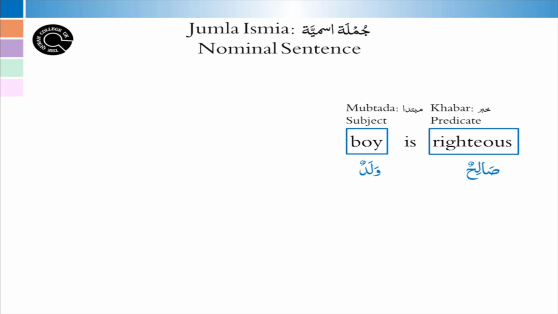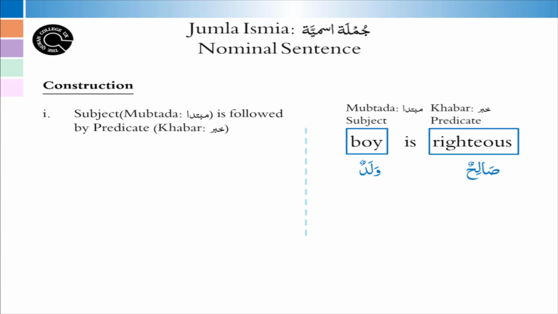In order to construct a nominal sentence, 5 rules need to be followed. Rule number 1: subject is followed by predicate. So in Arabic, from right to left, we can write waladun first, followed by salihun. The arrow shows the direction of English sentence flow. Arabic and the English sentence flow matches here. You can see that in English, the boy is written first, followed by righteous.